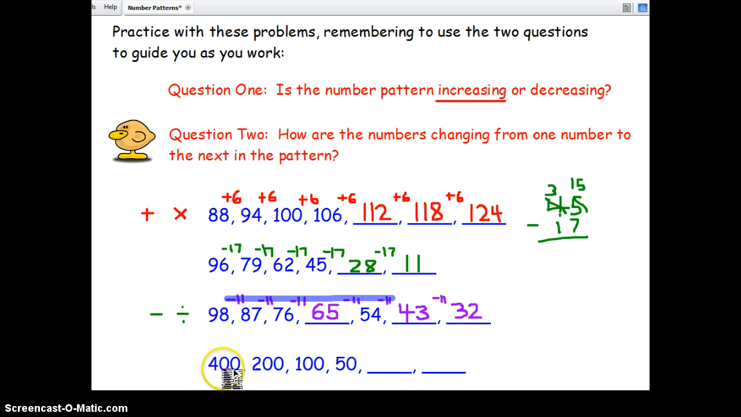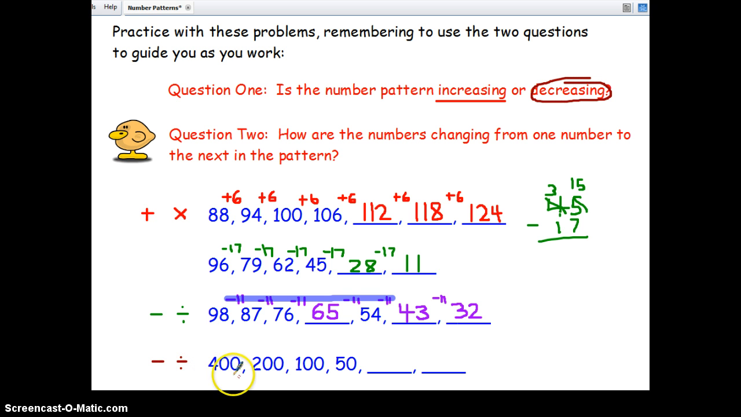a large number, don't just automatically shut down. We have to see how this might work out. All right, so let's look at our numbers. Rule 1, or question 1, we have to ask ourselves, is the pattern increasing or decreasing, guys? Everybody right now, you should be saying decreasing. So since it's decreasing, what operations do I focus in on? You got it. Subtraction or division.